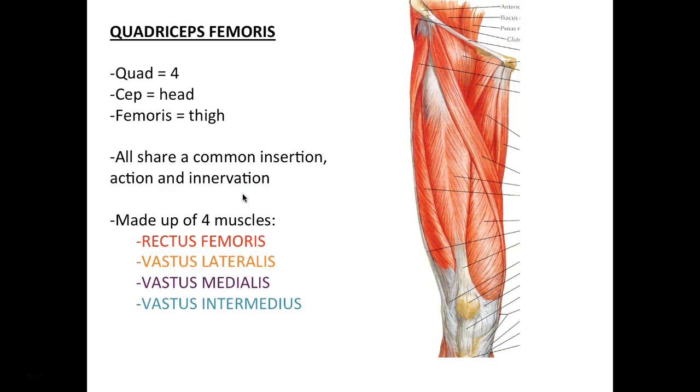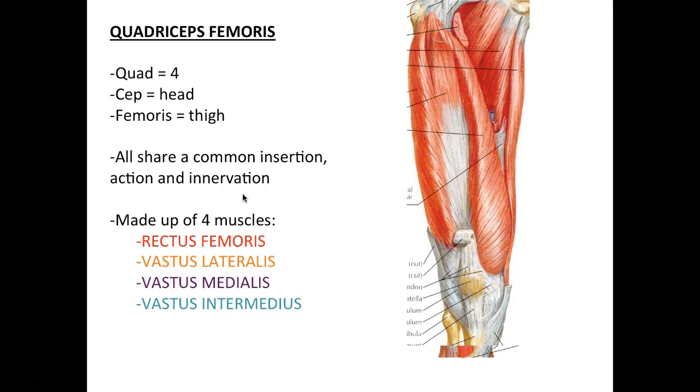Okay, so now we get into our quadriceps femoris. So remember, breaking this word down, we know it's the four-headed muscle of the thigh, and they're all going to share a common insertion, common action, and innervation. And we break this up into our four muscles: rectus femoris, vastus lateralis, vastus medialis, and if we cut away that rectus femoris, you can see your vastus intermedius.